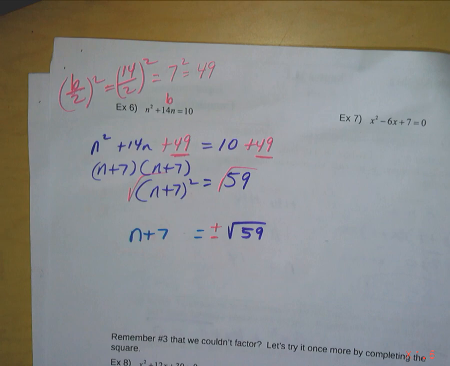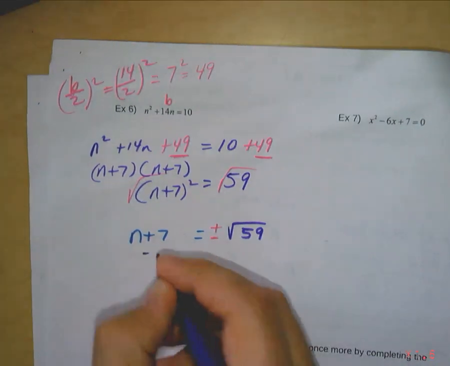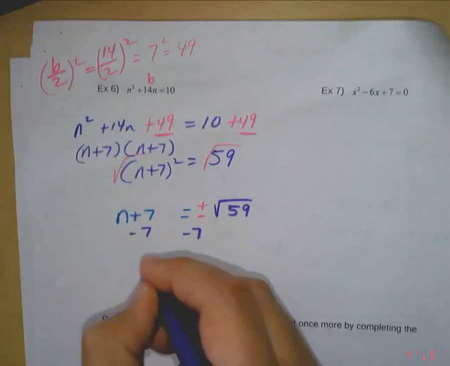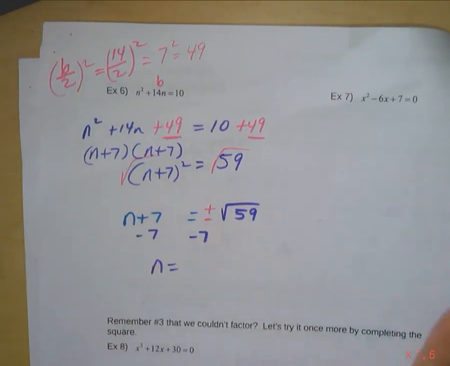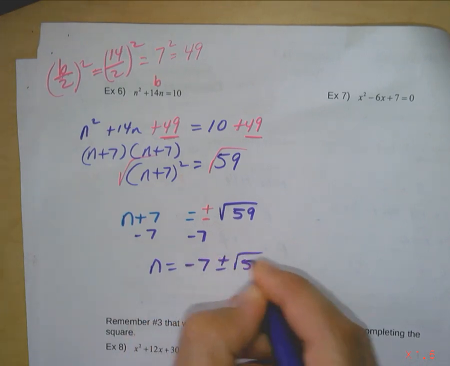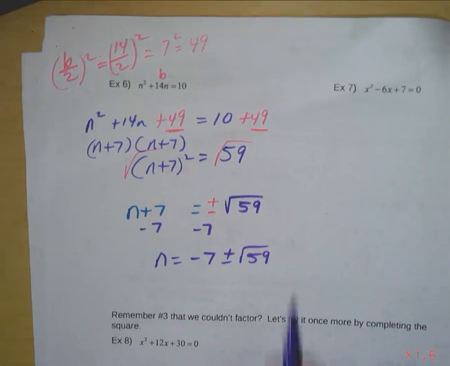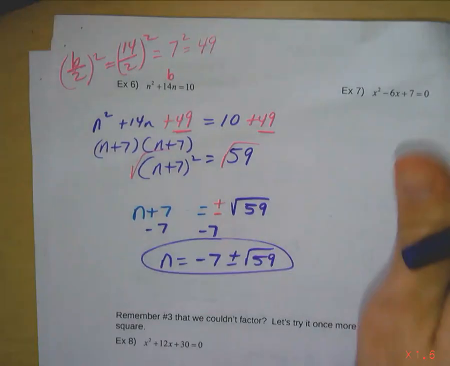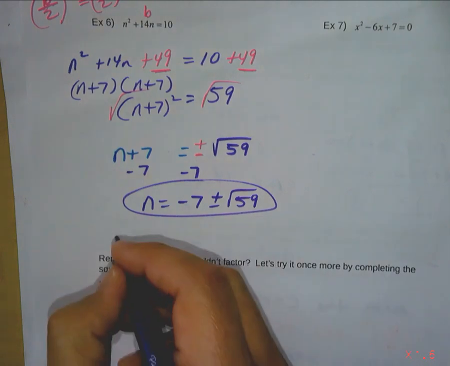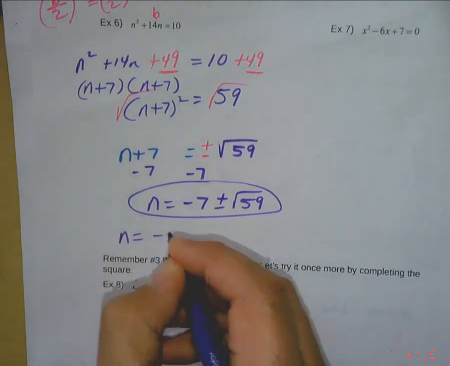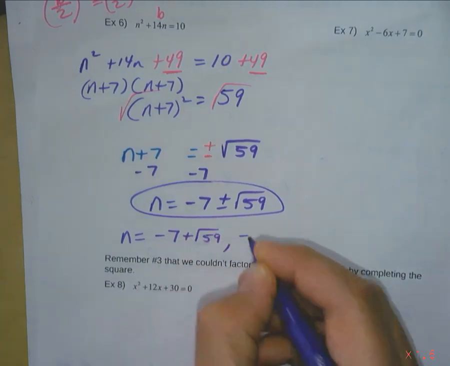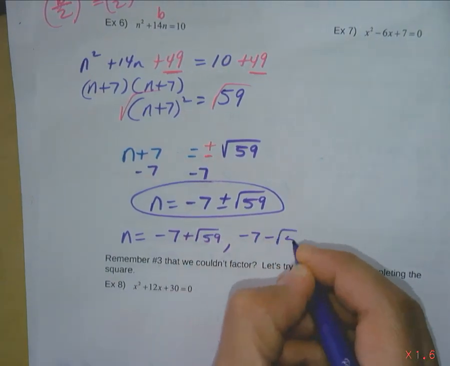We want to get this n by itself. So we subtract the 7 over. So we get n equals negative 7 plus or minus the square root of 59. For me, that's totally fine. I actually prefer this. It's less writing and it looks pretty. If my math lab will not accept this, then understand that this is negative 7 plus the square root of 59 and negative 7 minus the square root of 59.